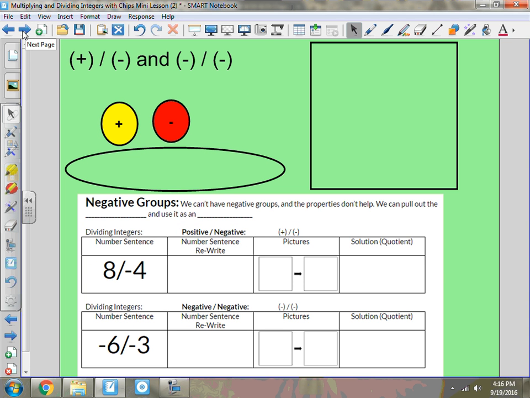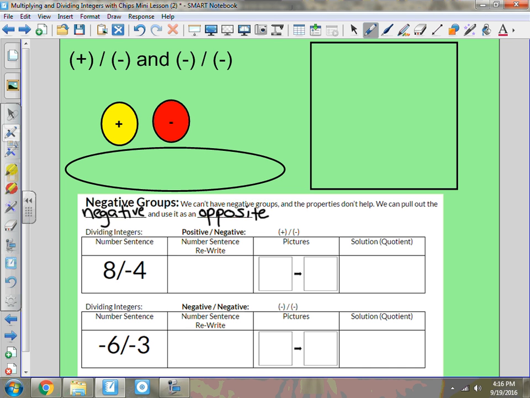All right, this is where it gets a little bit trickier. If we have negative groups, so if the second number has a negative sign on it, we have to look at it a little bit differently. We can't have negative groups, and the properties that we used in multiplication don't help because they only work for multiplication and addition, not division. So I'm going to pull out the negative, and I'm going to use it as an opposite. Remember that the negative sign can also mean opposite, from when we talked about our properties. So let's see what this looks like.